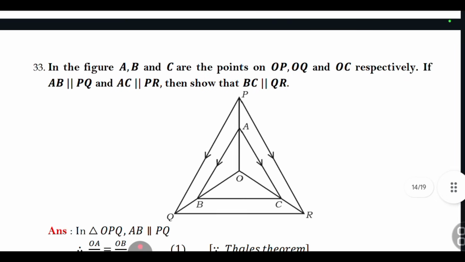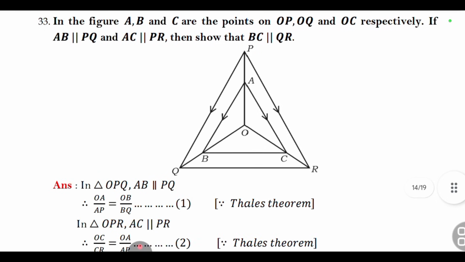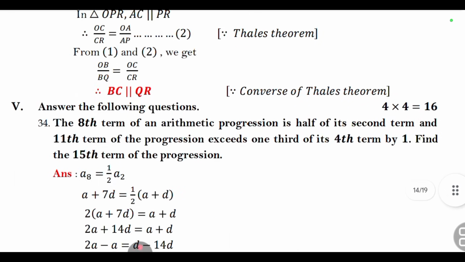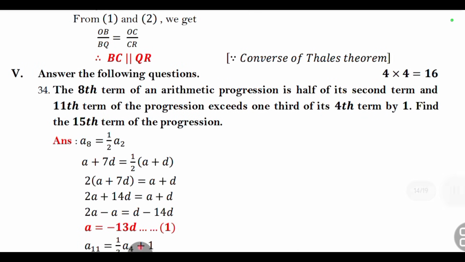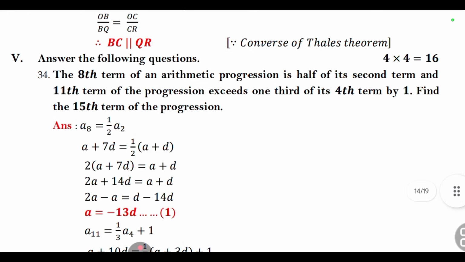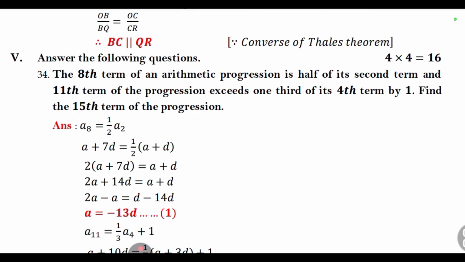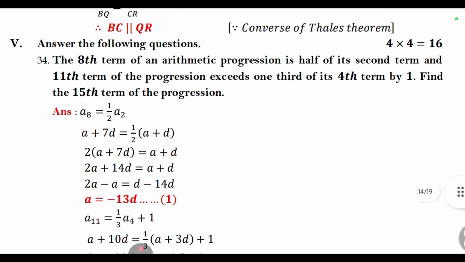And this is from the triangles lesson, 33rd question. Same from your textbook, so you can go through it once. And this is from the lesson arithmetic progression, 34th question. The 8th term of an arithmetic progression is half of its second term and the 11th term of the progression exceeds 1/3 of its fourth term by 1. Find the 15th term of the progression.